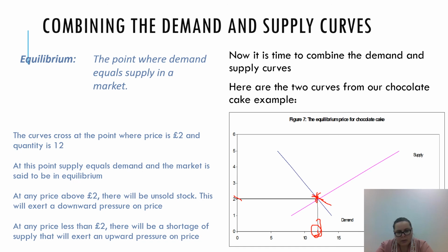So at any price above £2, there will be unsold stock. This is going to push the price downwards. At any price less than 2, there will be a shortage of supply, because we said that at the lower prices the suppliers are not really ready to produce, and that is going to push the price to increase.